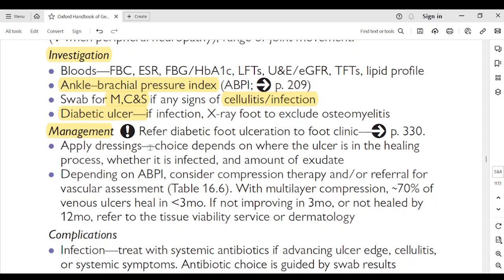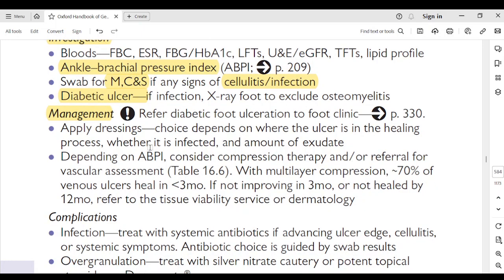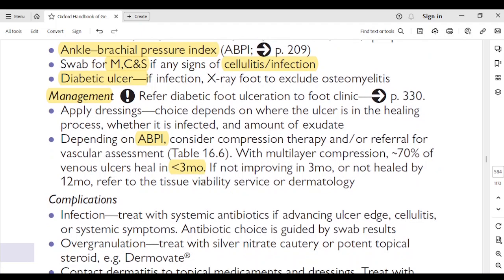Apply dressings. Choice depends on whether the ulcer is in the healing process, whether it is infected, or the amount of exudate. Depending on the ankle brachial pressure index, consider compression therapy or referral for vascular assessment. With multi-layer compression, 70% of venous ulcers heal in less than 3 months. If not improving in 3 months or not healed by 12 months, refer for tissue viability service or dermatology.